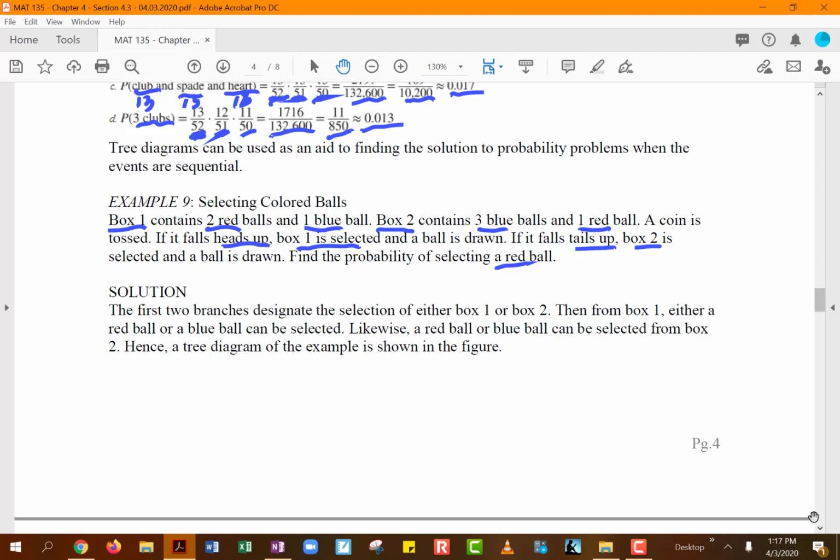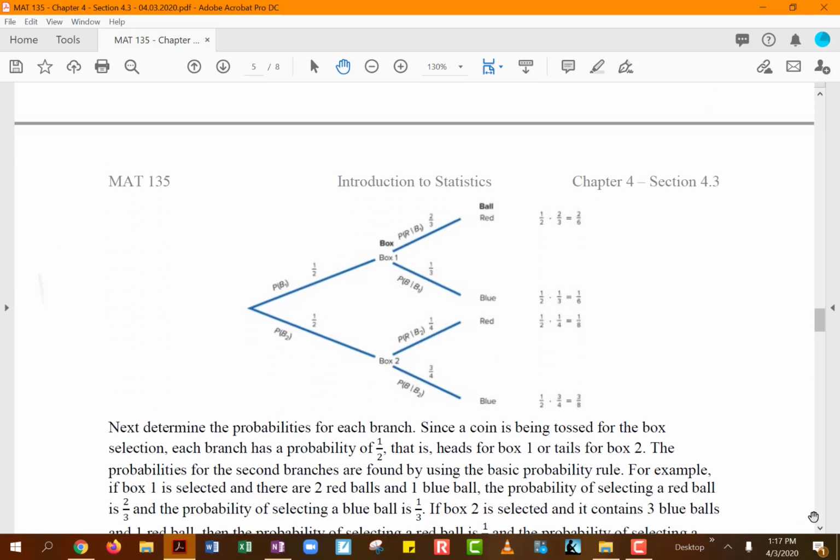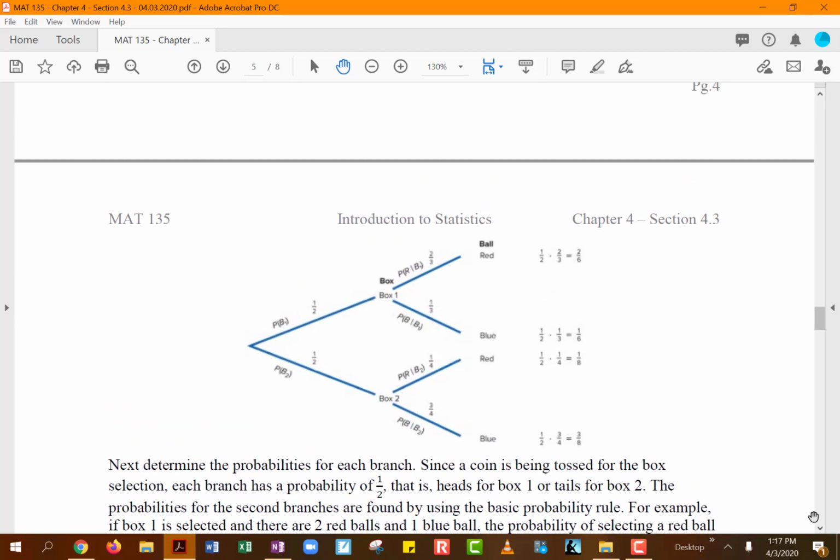Okay, so they are saying the first 2 branches here will designate either box 1 or box 2. So you can kind of see this right here. Maybe you can see this better at your end, but this one here is the probability for box 1. This one here is the probability for box 2. Since there are only 2 boxes, you either select box 1 or you select box 2. So each of them will have a probability of 1/2 because that's 1 out of a total of 2 boxes, right?